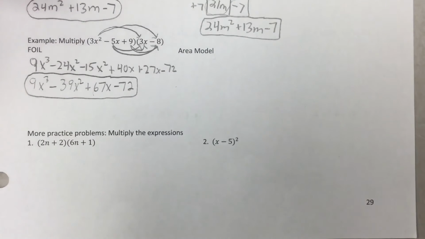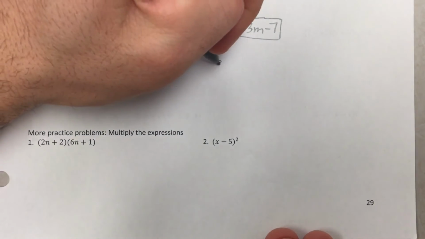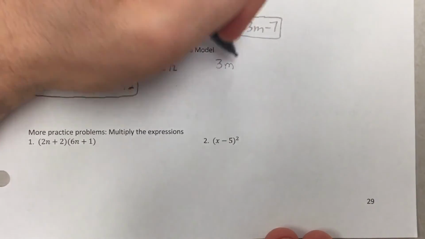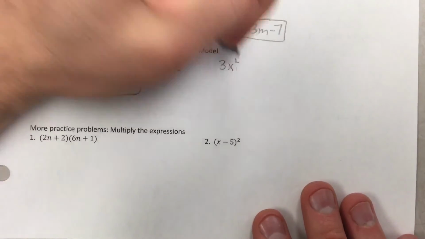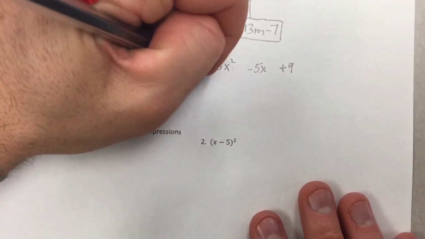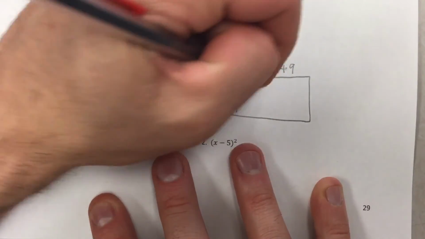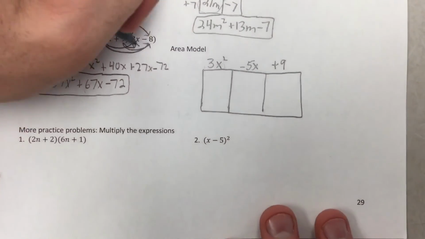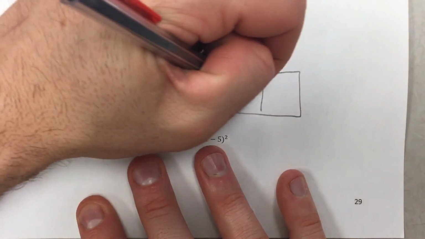You're multiplying a lot of different exponents, so it's kind of easy to make a mistake. This is where I would like the area model. So for the area model, now I have three terms, a trinomial. So I'm going to make three terms along the top of my rectangle. So 3x squared minus 5x plus 9. So when I go and make my rectangle, it's going to have three columns. Then I still am multiplying that by two terms, 3x minus 8. So I'd have two rows.